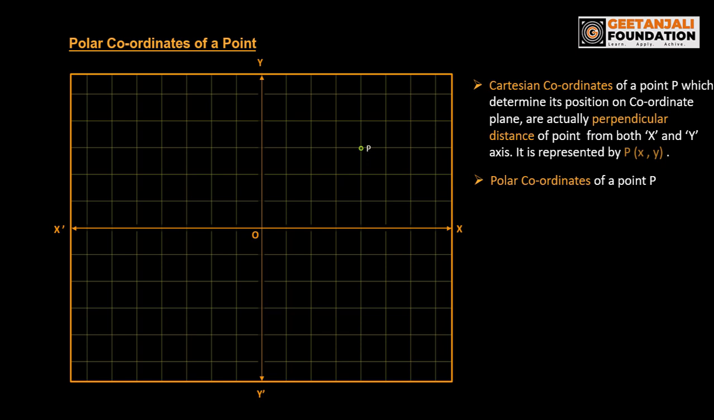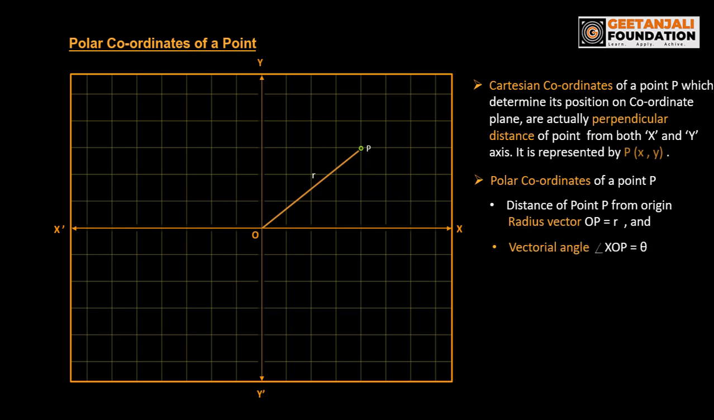To find the polar coordinates of a point, we need two things. First is the distance of that point from the origin, which we call the radius vector. In this case, let's say it is r. The second thing we need to know is the angle which OP makes with the positive direction of the x-axis. Let's say this angle is theta. Then the ordered pair (r, theta) forms the polar coordinates of the point P. Let's see these things in detail.